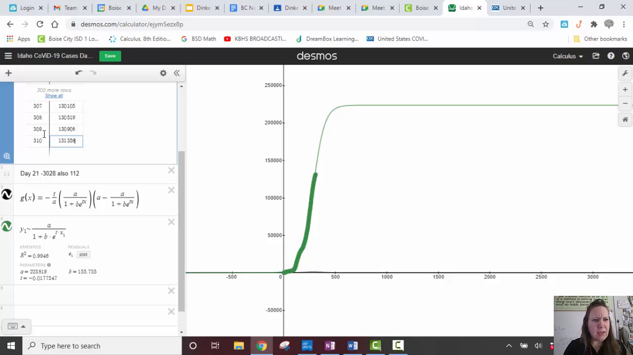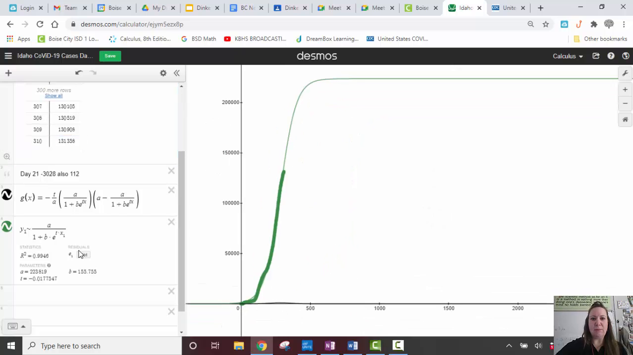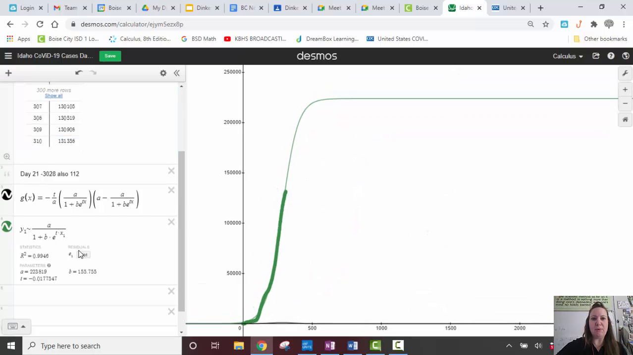Okay, so I put in through day 310, and again, that's changed a little bit. If you noticed, my carrying capacity, so that's the number that I'm using to predict how many people in Idaho will be infected. This is just Idaho data. And also, by the way, I'm only collecting the confirmed cases, not the confirmed and probable, just so you know.